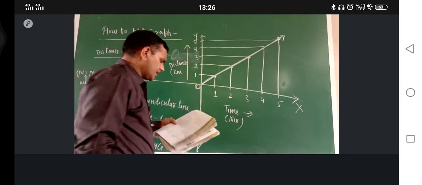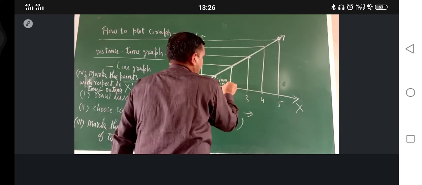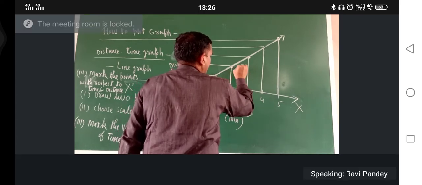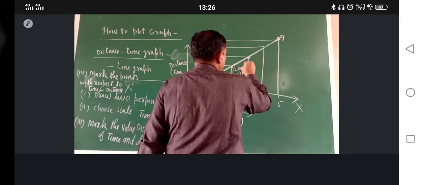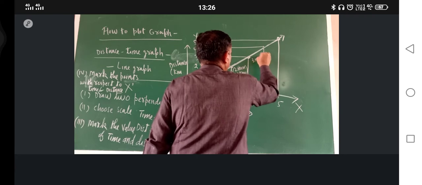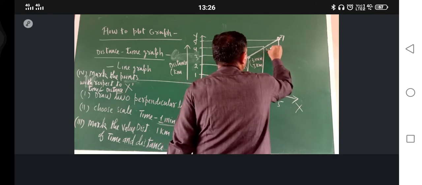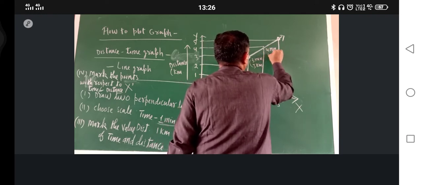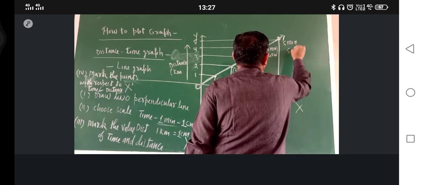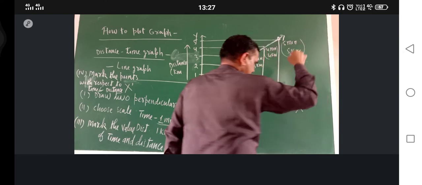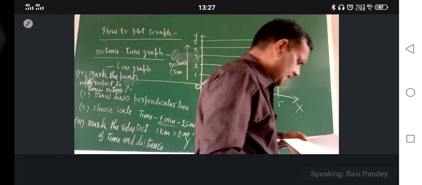Now you can represent here. What is this one? 1 minute, 1 kilometer. Here what is there? 2 minute and 2 kilometer. Here what is there? 3 minute, 3 kilometer. Here what is there? 4 minute, 4 kilometer. Here 5 minute, 5 kilometer. Okay, this is there. You just represent. Your graph is ready.